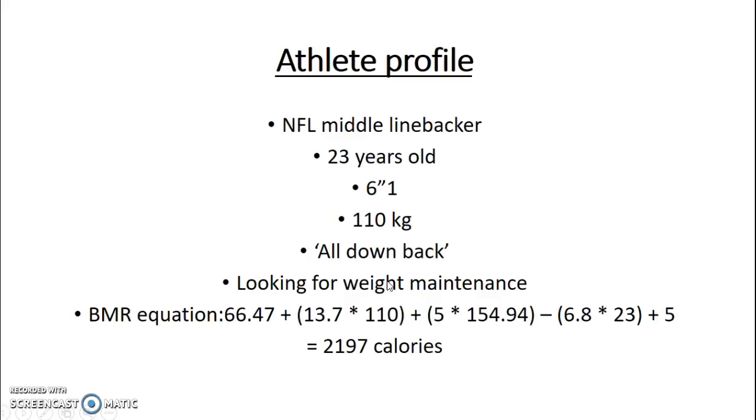What he's looking for out of this diet plan is weight maintenance. This means the amount he burns off, he wants to make back, so he keeps that weight balance and energy balance. His BMR equation is 66.47 + (13.7 × 110) + (5 × 154.94) − (6.8 × 23) + 5 = 2,197 calories. That's the amount he needs for his body to just function normally throughout the day. This is all worked out by the other values, such as his height, weight, stuff like that.